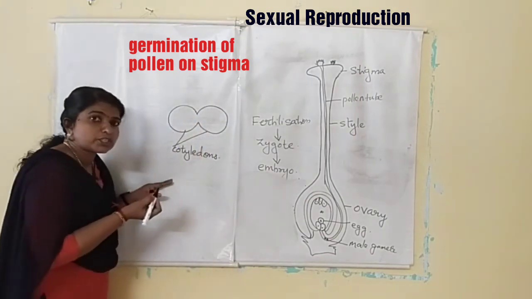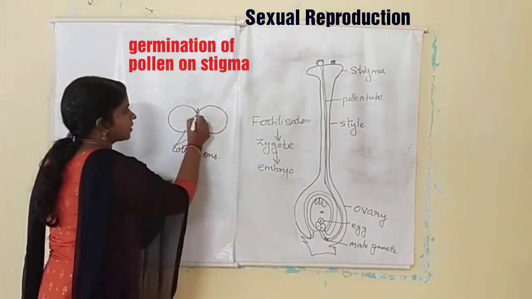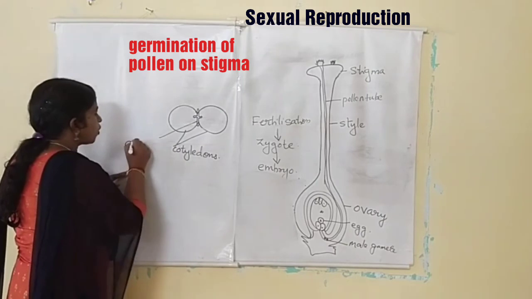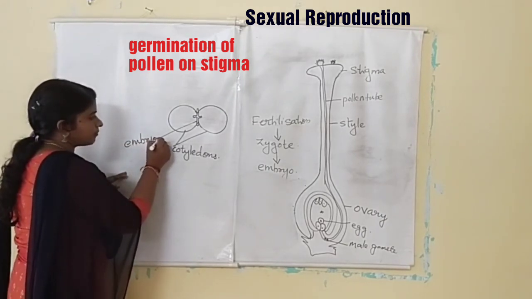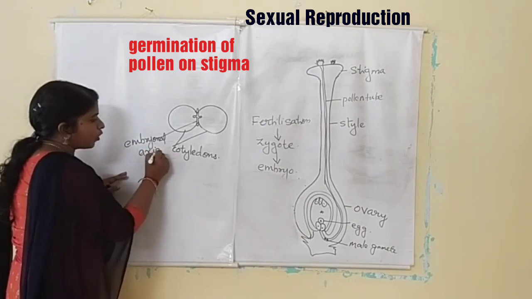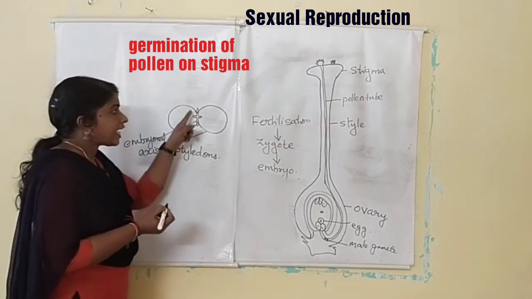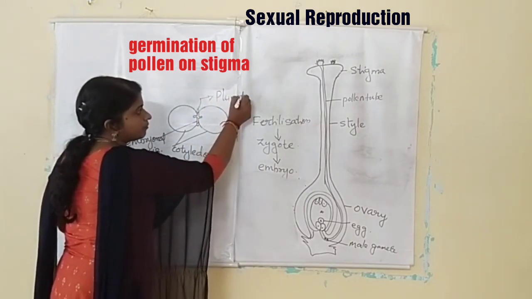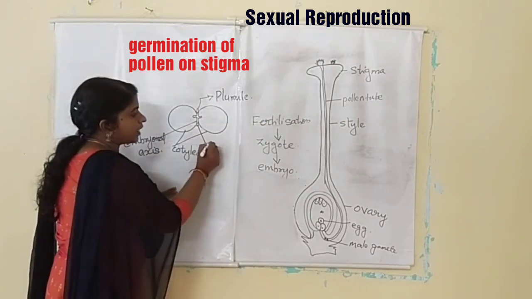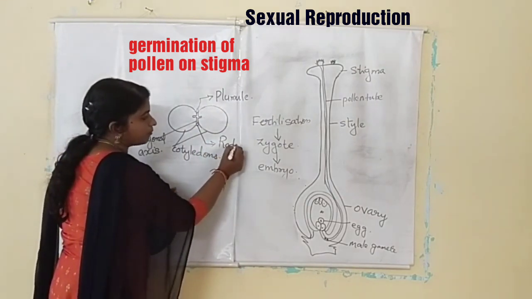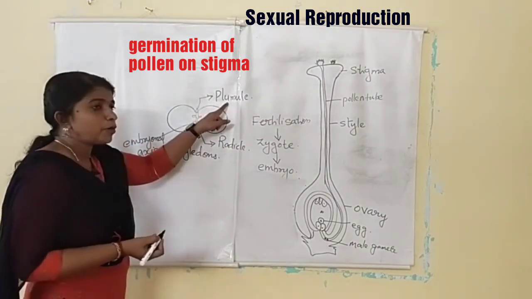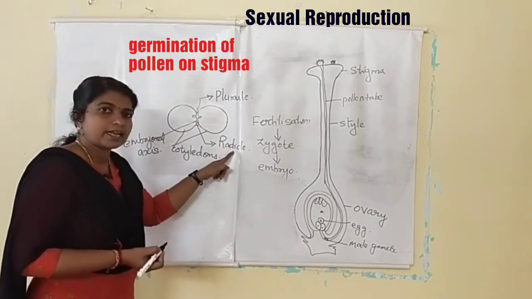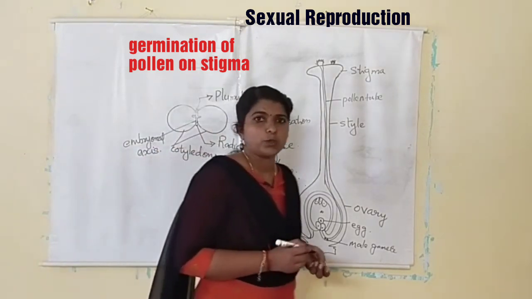Here, one more structure you can see inside. This is known as the embryonal axis. It has two parts. The upper part is known as the plumule. The basal part is known as the radicle. This plumule later develops into the shoot, whereas the radicle develops into the root.